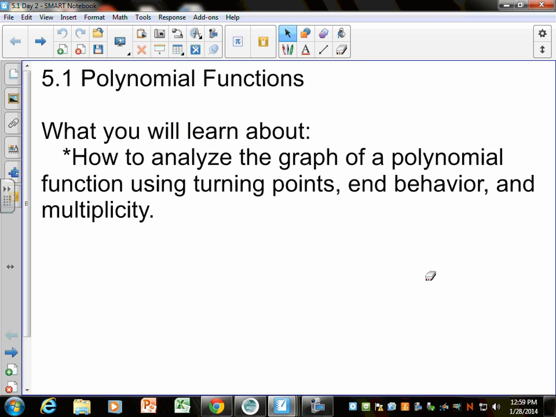We're going to talk more about polynomial functions. Hopefully tomorrow we'll actually start graphing these, but today we're just going to talk about more things that we should know to graph them.